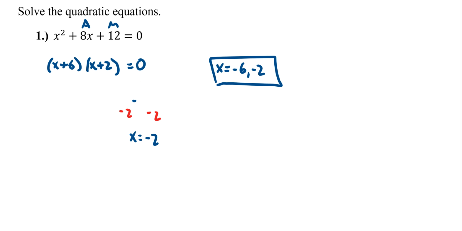Once you get to this point right here, try to do it in your head. Try to say to yourself, x plus 6 equals 0. Subtract 6, that's just going to give you -6. x plus 2 equals 0. Subtract 2 on both sides, we get -2. So with quadratic equations, you can have at most 2 answers. You probably might recognize that this has to do with the exponent being 2. The largest exponent is at most how many answers you can have.